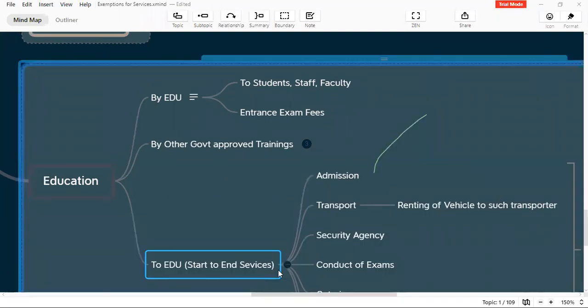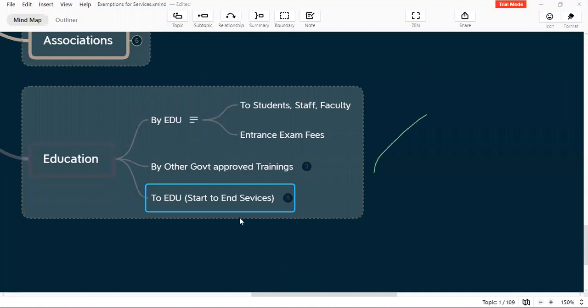Okay, sir. Very simple way to understand. You have to understand this start to end services. Very simple, easy to understand. First thing is, let's say somebody has a child. Okay, now what they will do? The child is born. Play school is over.